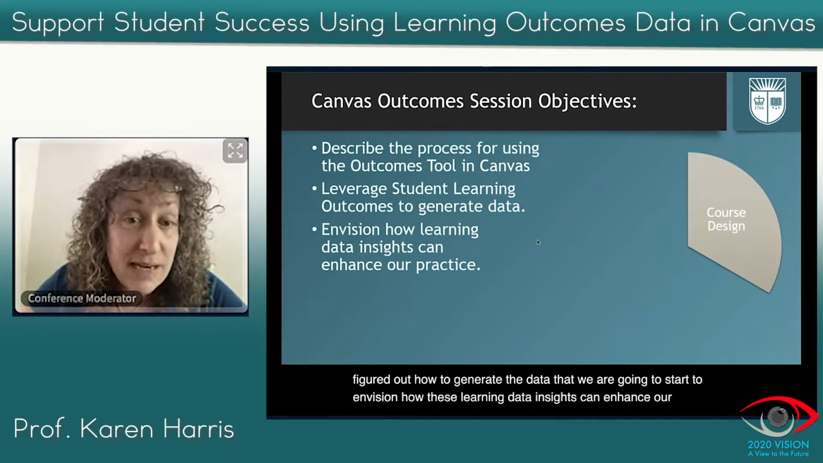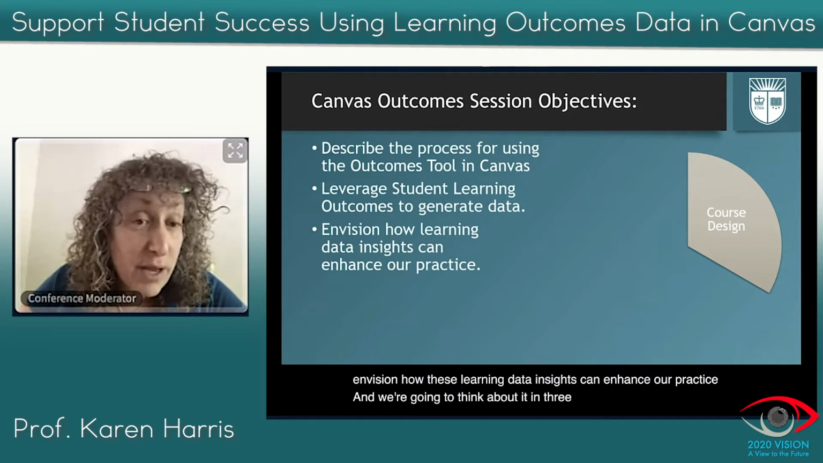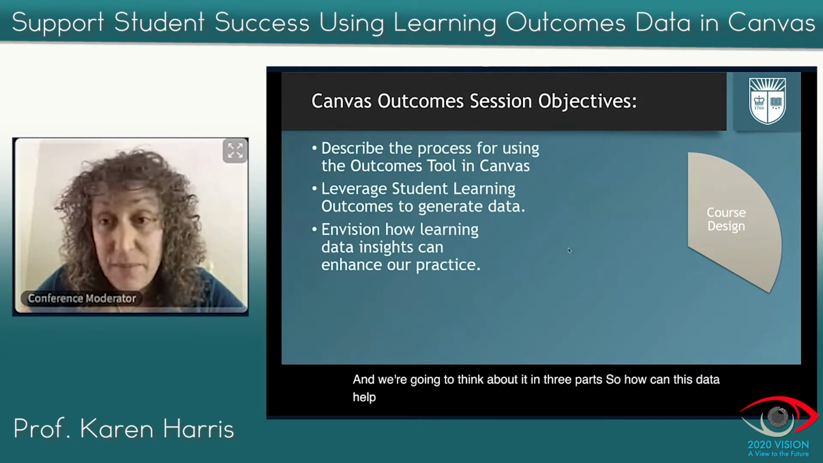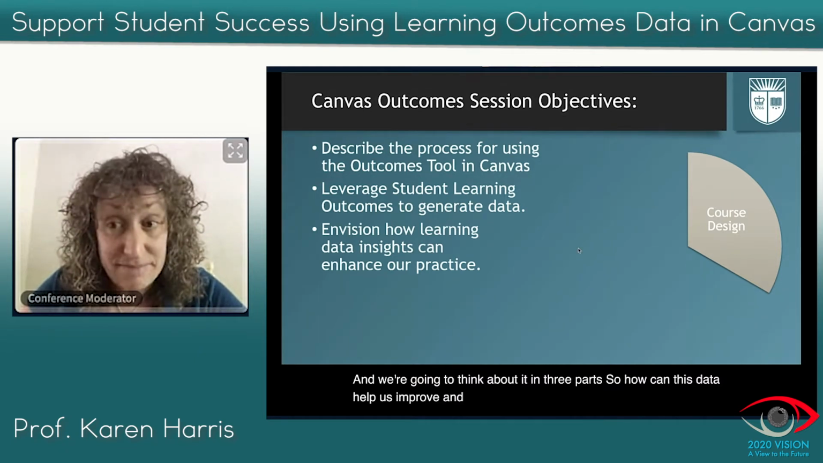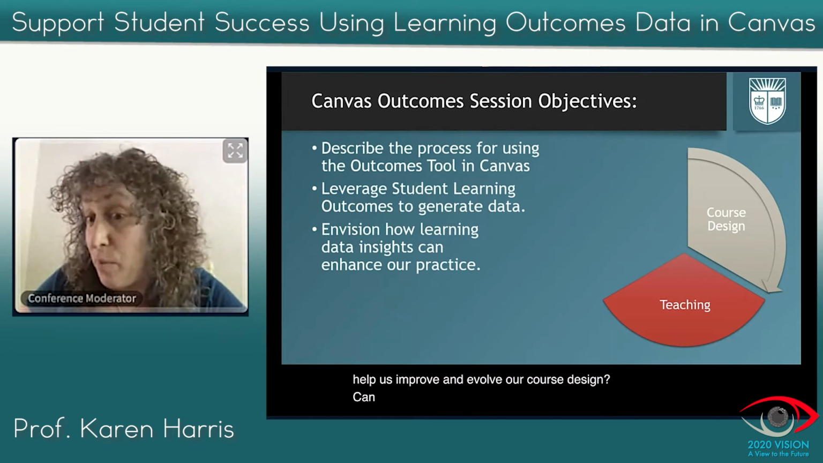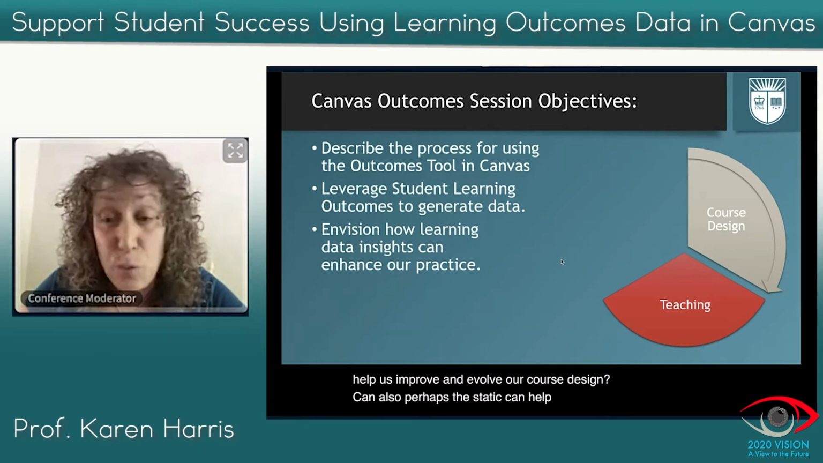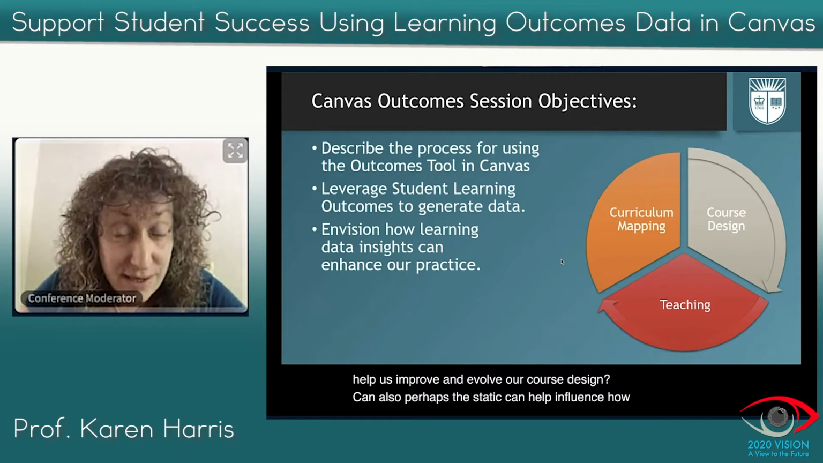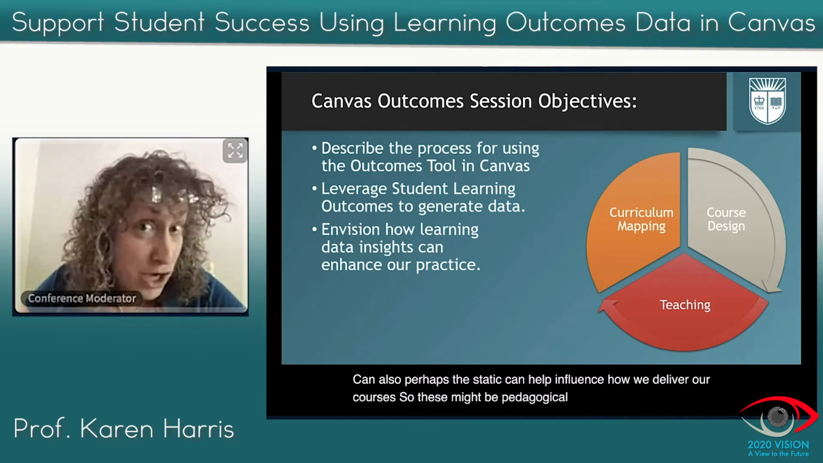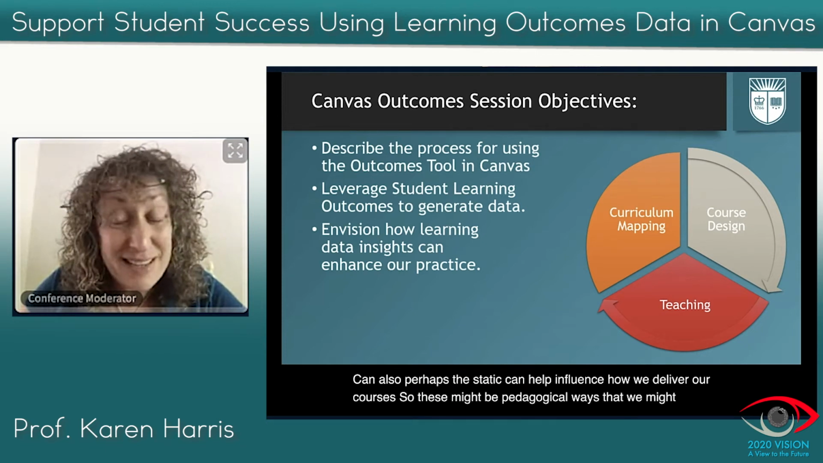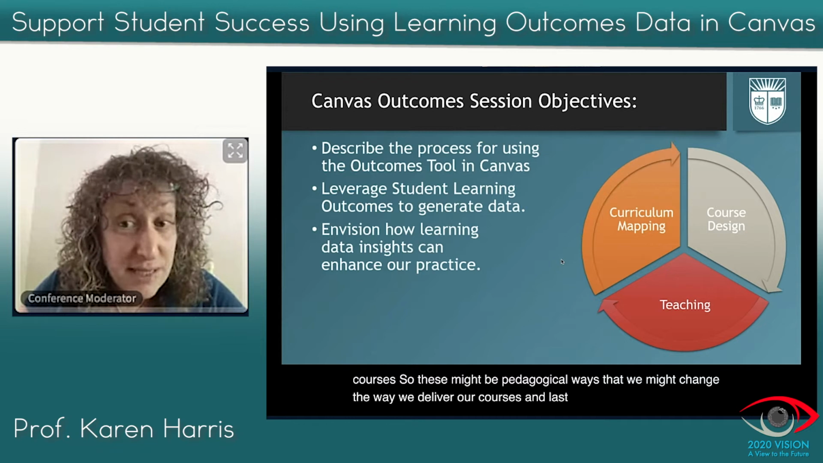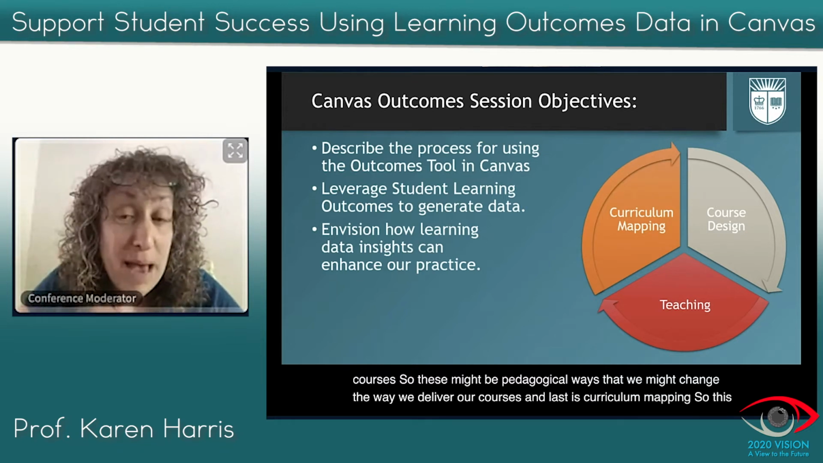And we're going to think about it in three parts. So how can this data help us improve and evolve our course design? It can also, perhaps, help influence how we deliver our courses. So these might be pedagogical ways that we might change the way we deliver our courses. And last is curriculum mapping. So this is the big picture curriculum mapping.